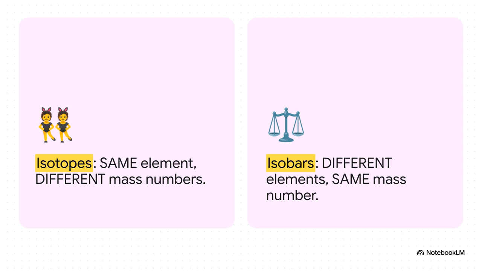Isobars, on the other hand, are the exact opposite. The word isobar has an A in it, which stands for the same atomic mass number, so they are entirely different elements with different atomic numbers, but they just so happen to weigh the exact same on the scale. Keep those letters straight and you'll nail it.